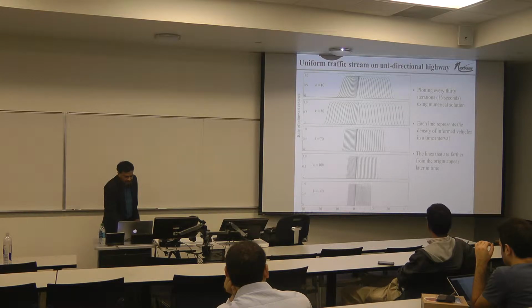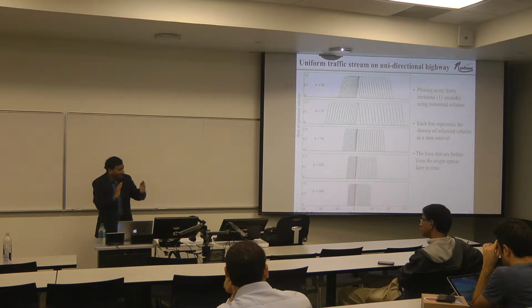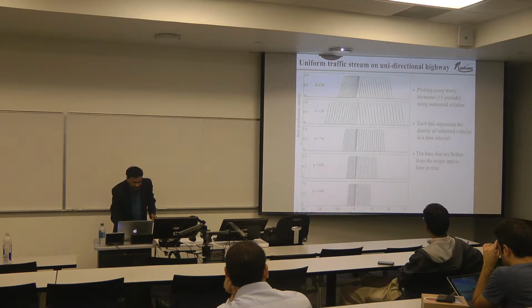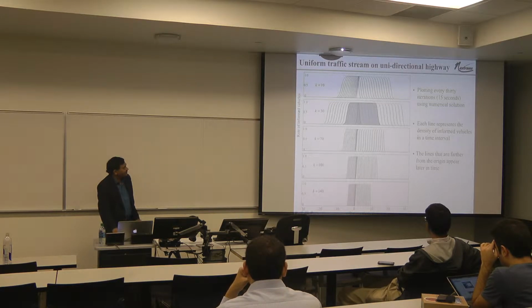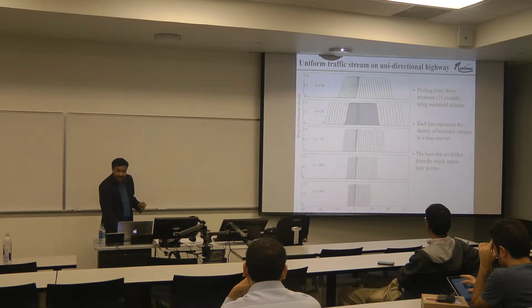On the x-axis you have distance in both directions from where the information has originated. That's why you have backward and forward. And then the rate of informed vehicles. So you'll see that initially it starts out, we're showing for the K of 30, and slowly it spreads. And as you can see, it spreads faster for the forward rather than backward.